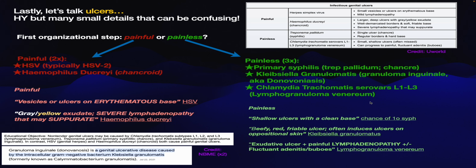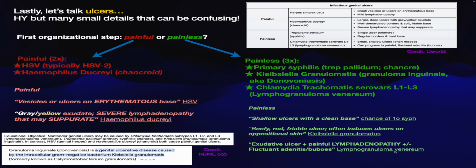And going over to the painless side, if you have shallow ulcers with a clean base, primary syphilis. I like to think of clean base, Treponema pallidum, keep it palatable, clean. I don't know. It's kind of helpful for me, but my last memory hook was absolutely terrible. So we also have beefy red friable ulcers, which can often induce ulcers on the oppositional skin. That would be a big cue for Klebsiella granulomatis, which I was myself not as familiar with, but if you see beefy, red, and friable, you know where to go.